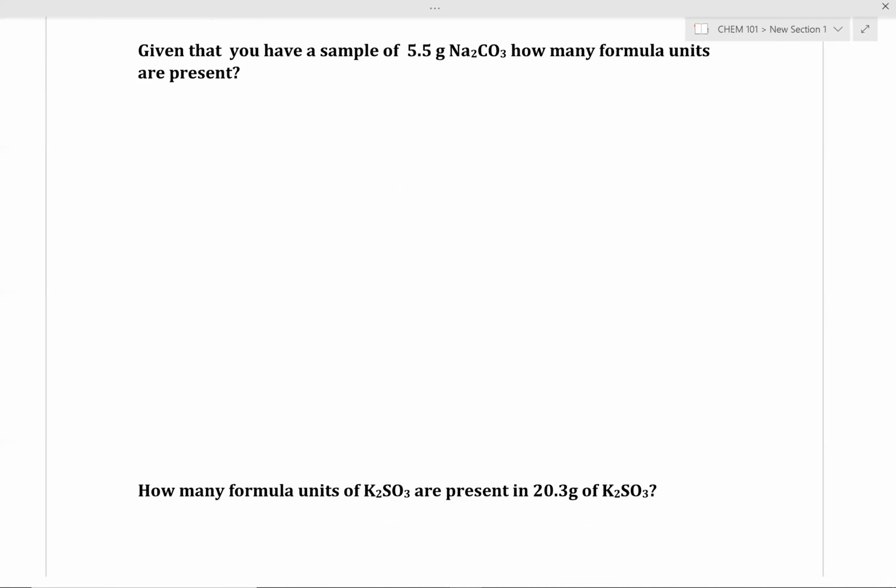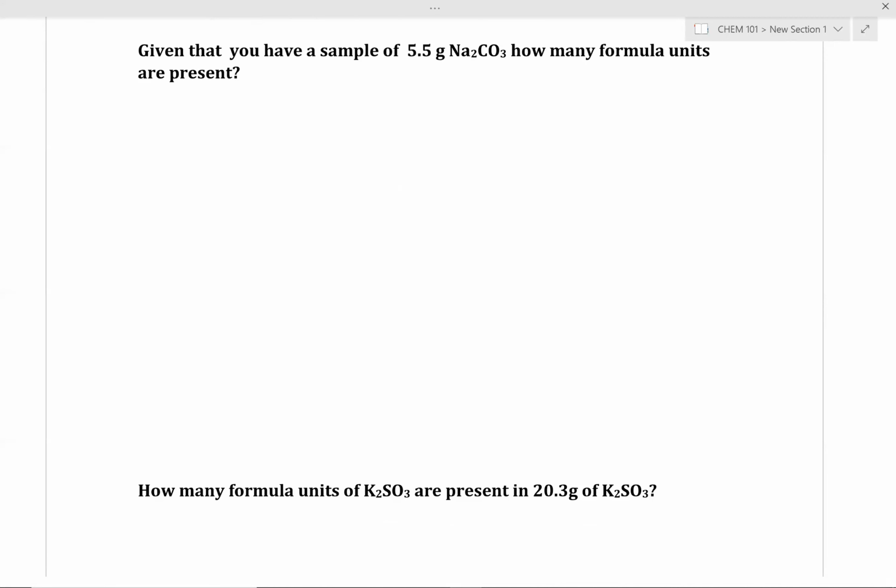3.1, exactly. So I really want you to get in the habit of quickly rounding just from your calculator output. So this is 3.1 times 10 to the 22nd formula units of sodium carbonate, Na2CO3. Labels are important. They help you organize your thoughts and they keep you from mixing up what unit conversion factor to use. Does that make sense to everyone?